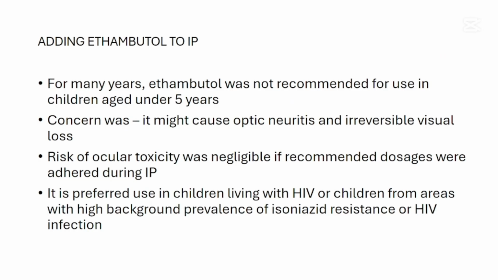And regarding ethambutol, it is another controversial point. For many years we did not use ethambutol in children below 5 years. The concern was irreversible visual loss due to optic neuritis, but according to the latest studies, the risk of ocular toxicity is very minimal, negligible, at the dose we usually give for TB. So it is preferred to use ethambutol in children, specifically if they have HIV, or if they live in countries with high HIV prevalence, or in countries with high INH resistance prevalence.